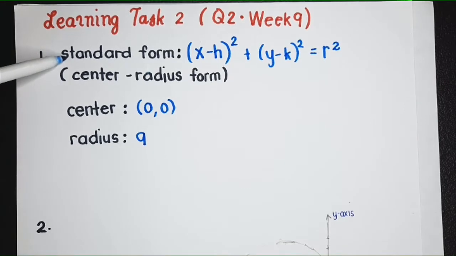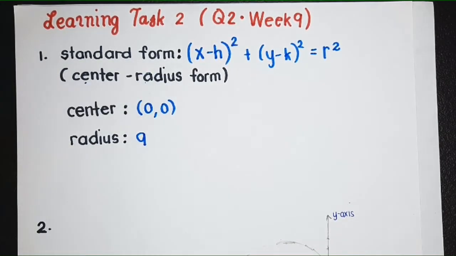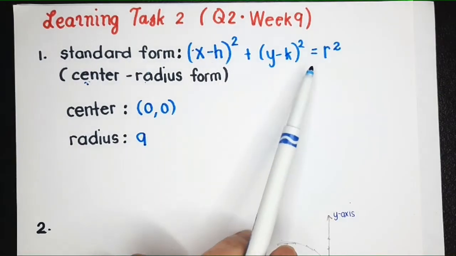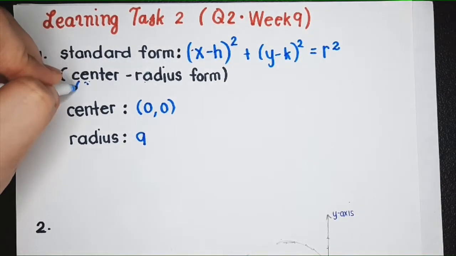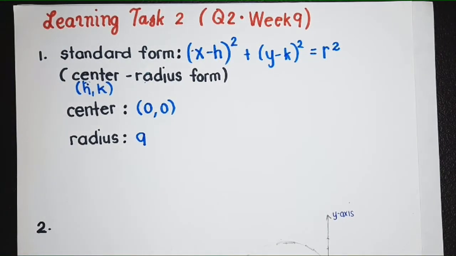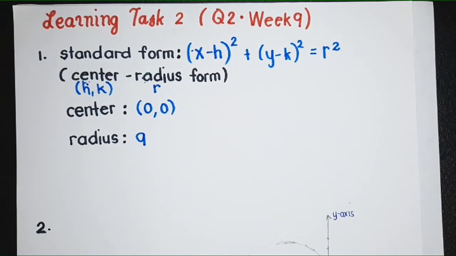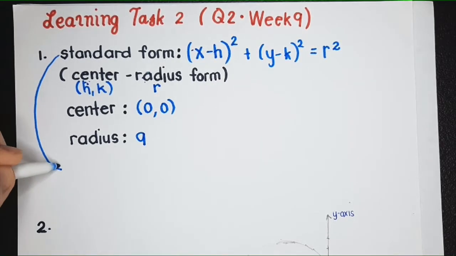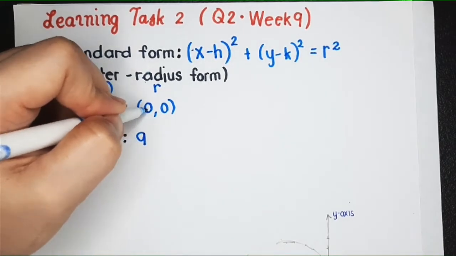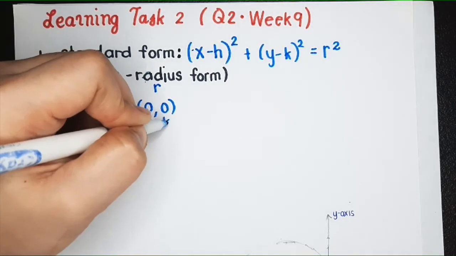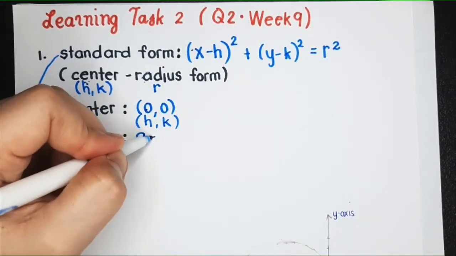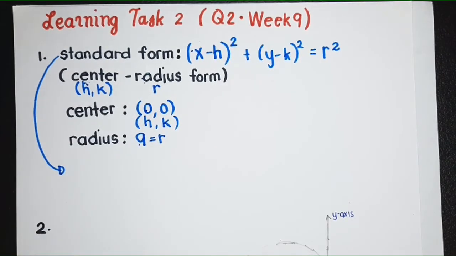Standard form is also called the center-radius form because if you have a standard form, you can easily get the center. What is the center? If you have this form, it is (h, k). And from the standard form, you can also get the radius. The radius is r. So for this number, we are just going to substitute. We substitute 0 for h and 0 for k. Then this 9, we substitute to r. And that's it. Let's do that.